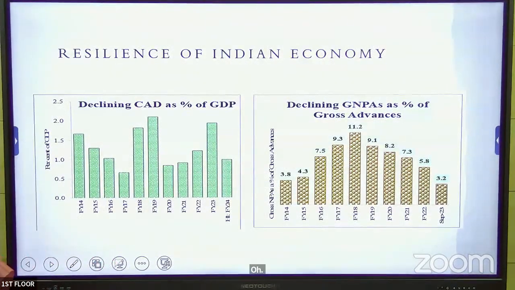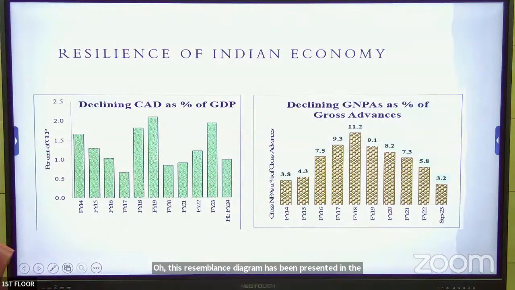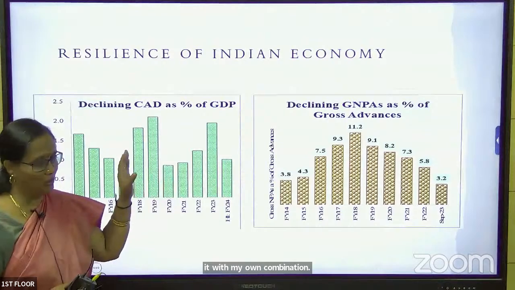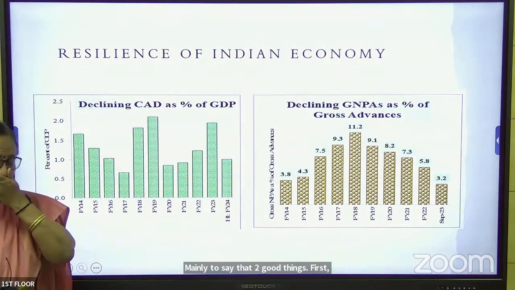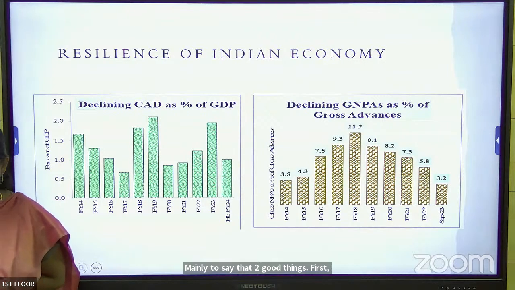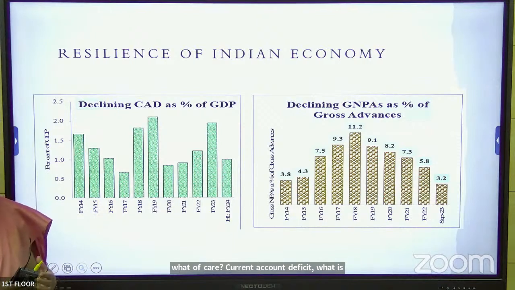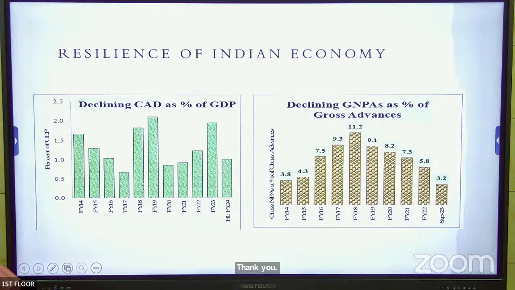This resilience diagram has been presented in the budget with different combinations. I have changed it with my own combination, mainly to say two good things. First, declining CAD. What is CAD? Current account deficit. What is in current account? What is the major title? Balance of payments. Current account, capital account.